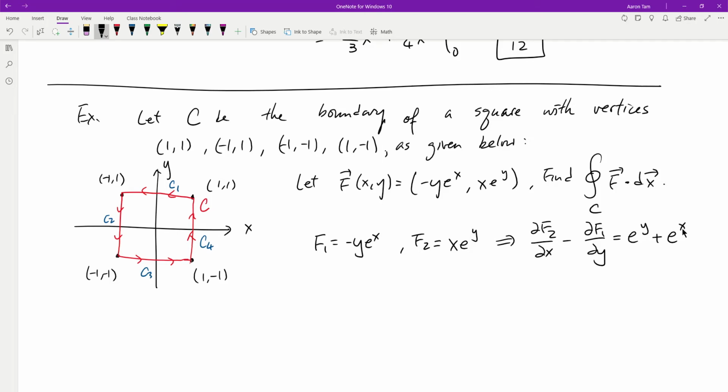Remember, when I differentiate f2 with respect to x, e to the y is a constant. So therefore, it's just a constant times x, so the derivative just becomes the constant. And the same thing happens to df1 over dy. So now I can actually integrate it.